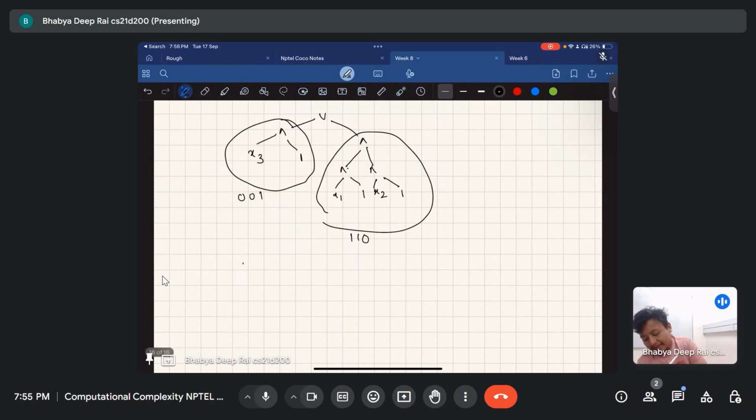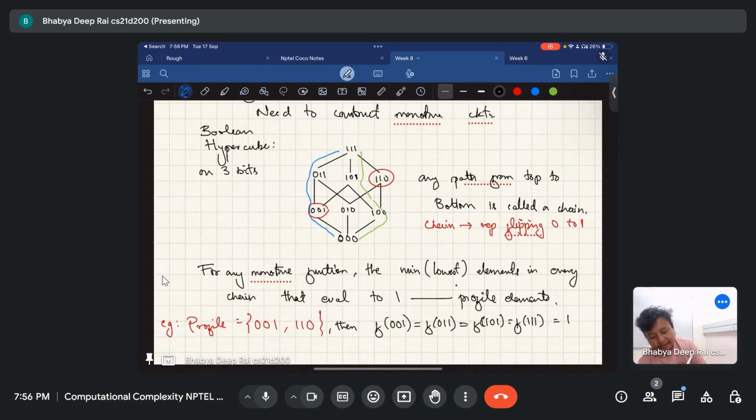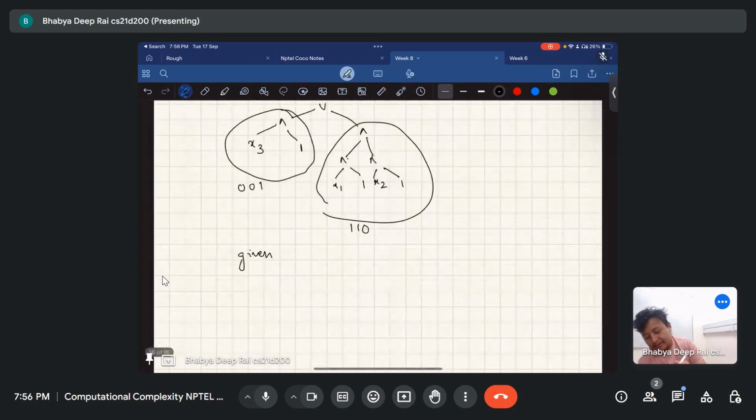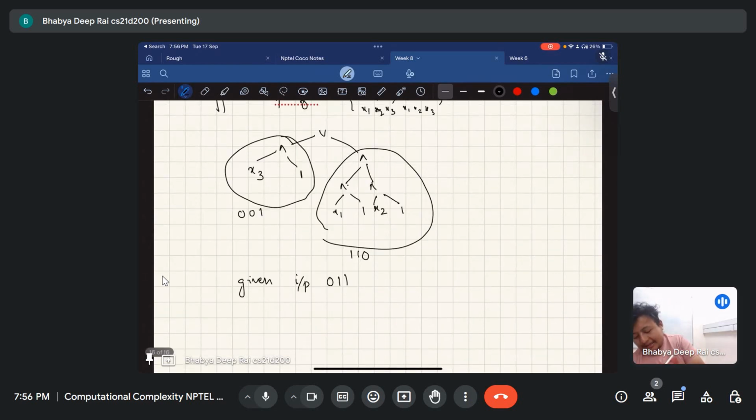So given something like input 011, this guy x3 is 1 will match, and as soon as x3 is 1 is matching, anything above it in the chain, since it's an OR gate, will be valid to 1. So f of 011 is equal to 1.